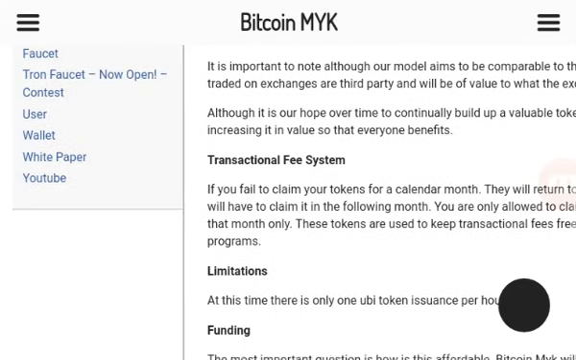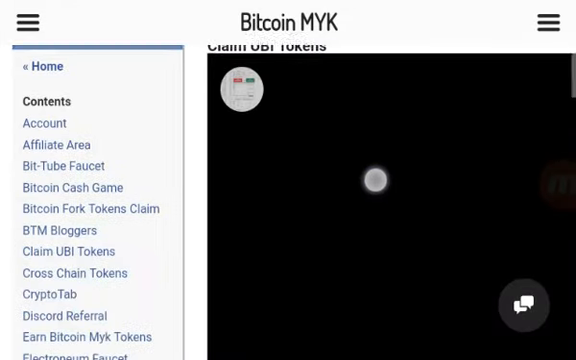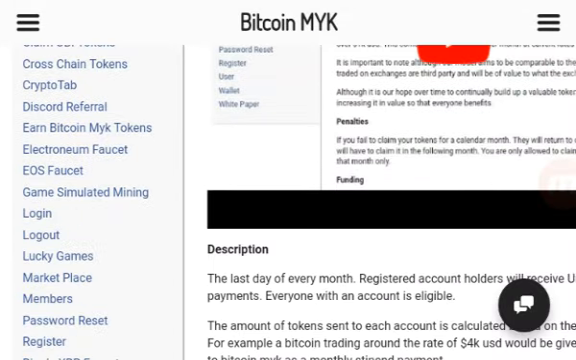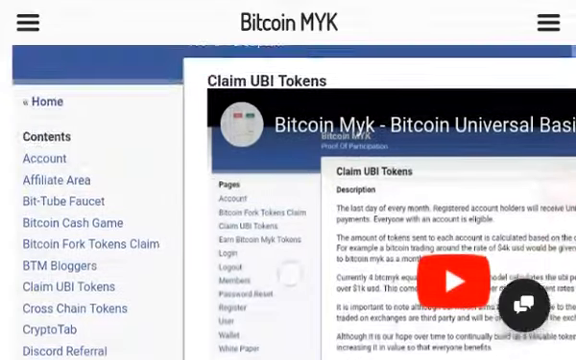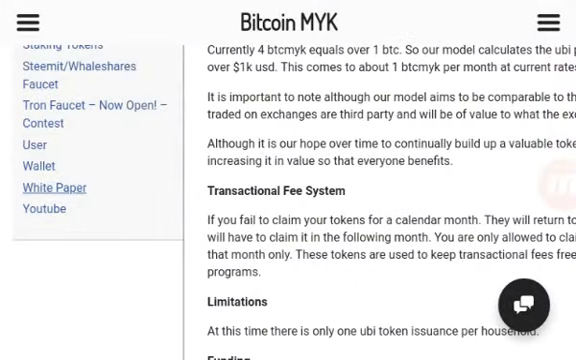Okay, we've made it to Bitcoin NYK. So let's see here. First, let's look at Bitcoin NYK and understand the model we term proof of participation. What is proof of participation?